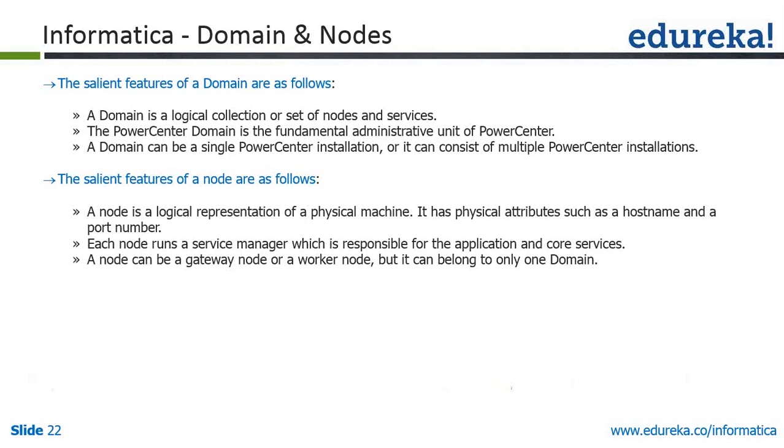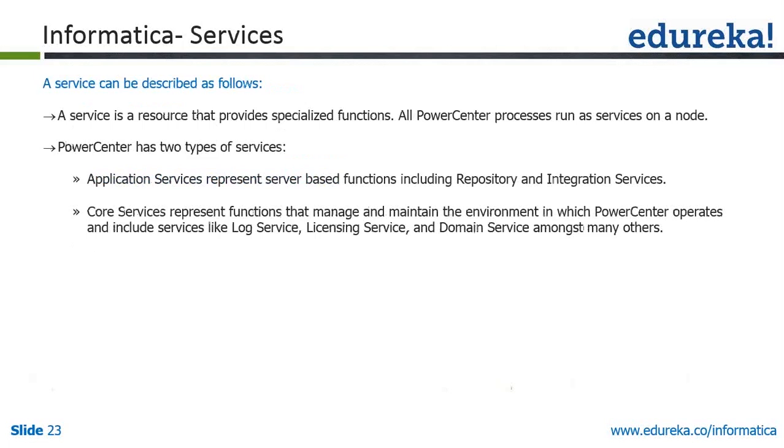As I was saying, we can have a single-node domain or a multi-node domain. If it's a single-node domain, that particular node will be called a gateway node only. We do not have a worker node there. But in a multi-node domain, we'll have one gateway node which communicates with the domain, and multiple worker nodes which communicate with the gateway node in order to run the services.